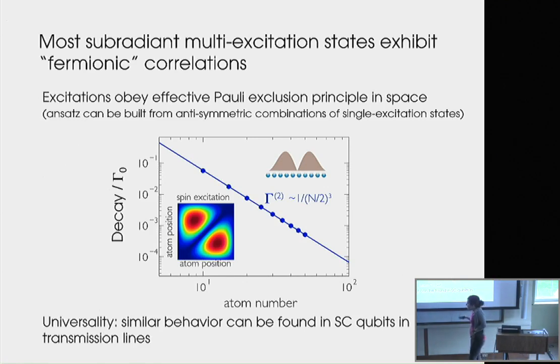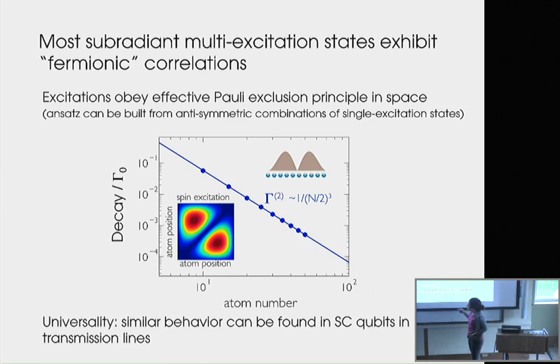And also one interesting thing that I haven't said: this is a plot for a chain of atoms in free space, but this behavior seems to be universal. This 1 over n cubed behavior, or 1 over (n/2) cubed behavior, or 1 over (n/m) cubed behavior when we have m excitations, can also be found, for instance, in waveguides. So if you have superconducting qubits and you couple them to a transmission line, you can look at this physics, and this is something that we're now working on.